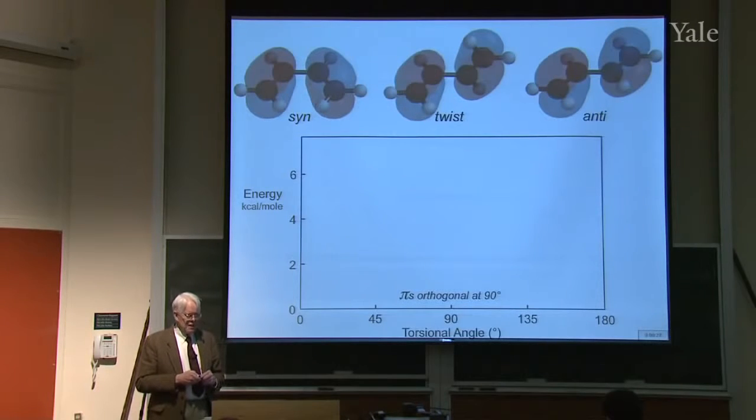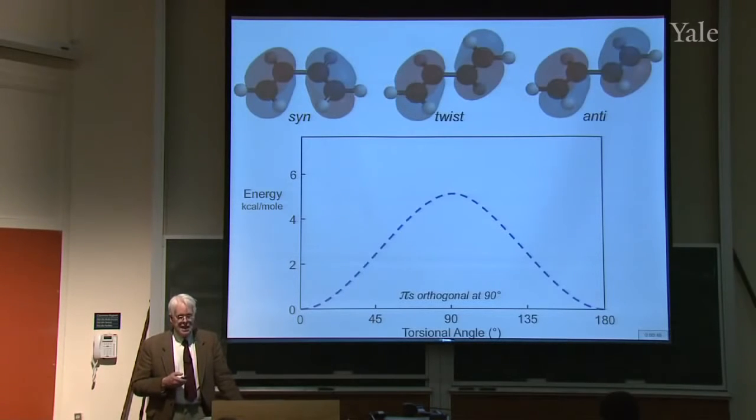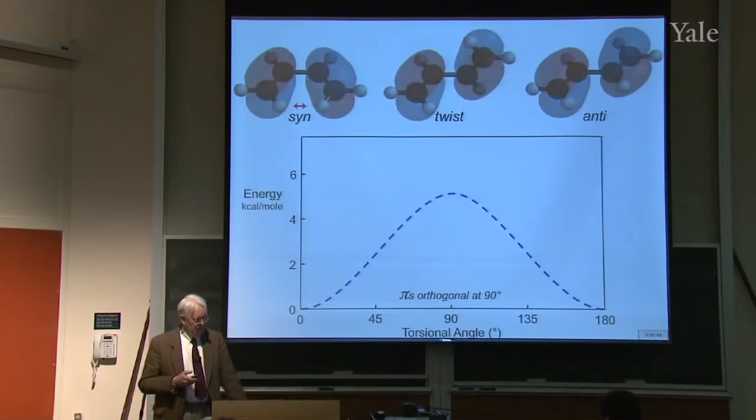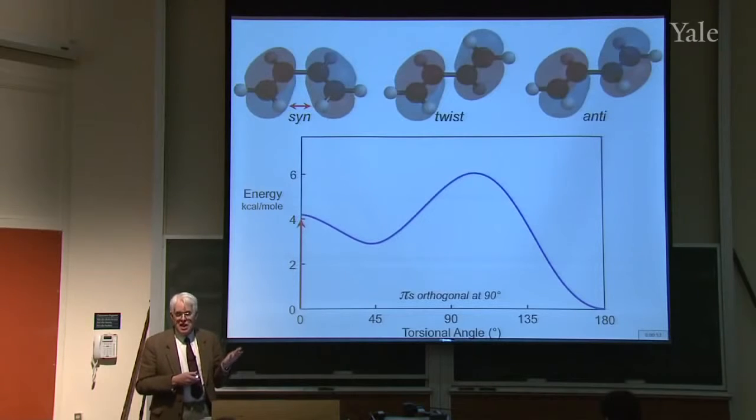So you might expect that to the extent that conjugation is worth something, the interaction of these pi things, you'd lose it in this twisted form because they don't overlap. So you might expect that the energy curve would look like that as we twist it. In fact, it's more or less like that, but there's another factor, which is up at the top left there. You can see there's going to be repulsion between the groups when they're syn. So that's going to raise the left end of this plot. So that's what it actually looks like as determined by Raman spectroscopy.